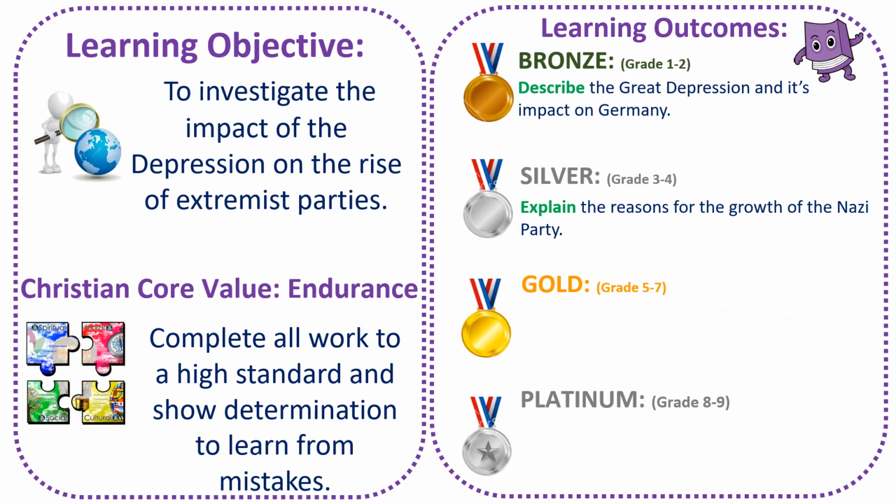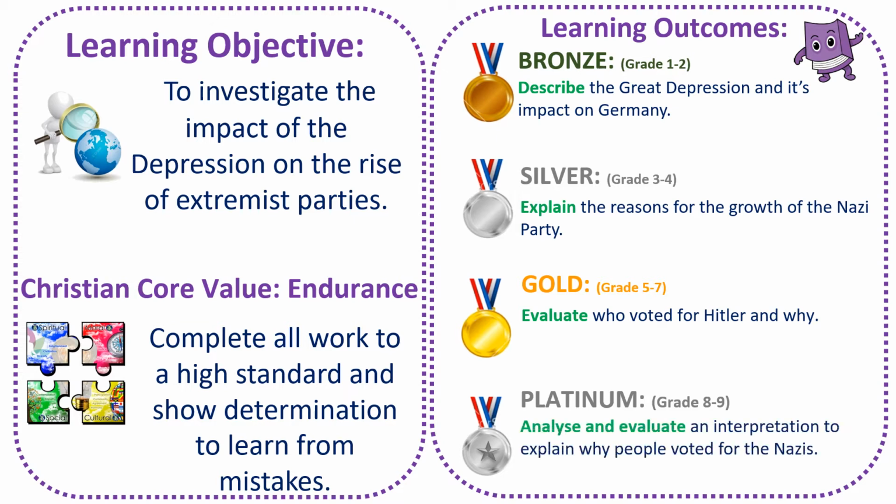Our gold, so grade 5 to 7: to evaluate who voted for Hitler and why. So what groups voted for Hitler, and what reasons did they have for doing it? Did all of these groups have the same reasons? And analyse an interpretation to explain why people voted for the Nazis. So an interpretation is someone's point of view.